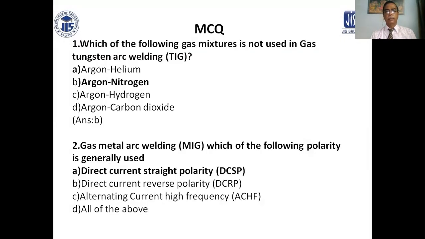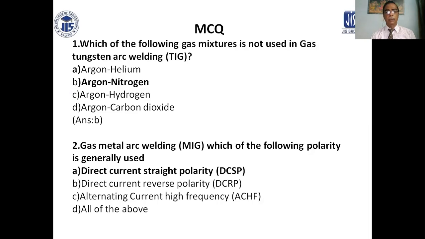Some questions. Number one: which of the following gas mixtures is not used in gas tungsten arc welding? The options are argon helium, argon nitrogen, argon hydrogen, and argon carbon dioxide. Argon helium is normally used. Argon nitrogen is not used. Argon hydrogen may be used, and argon carbon dioxide may be used. So the answer is B, argon nitrogen.